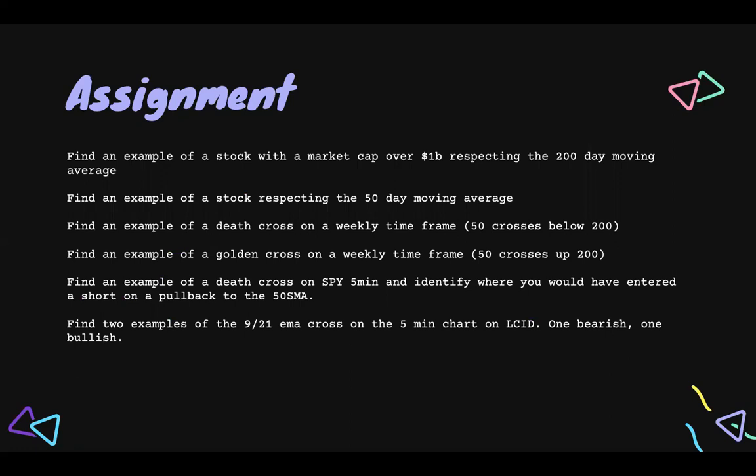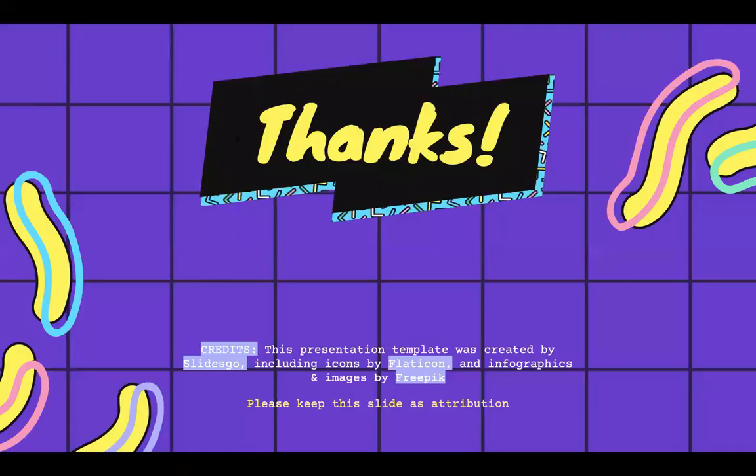Find an example of a death cross on SPY 5-minute, and identify where you would have entered a short on the pullback to the 50 SMA. Show me your candlestick. What is your thought process there? And find 2 examples of the 9/21 EMA cross on the 5-minute chart on Lucid, 1 bearish and 1 bullish.